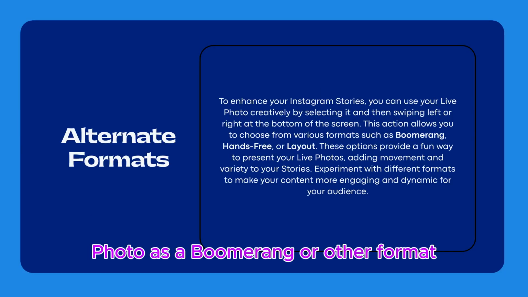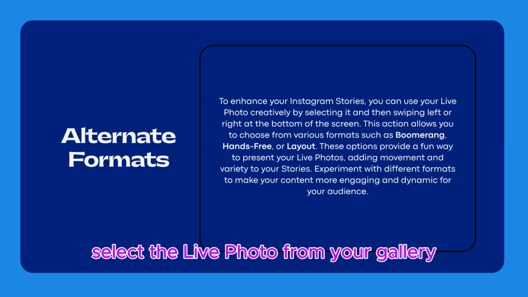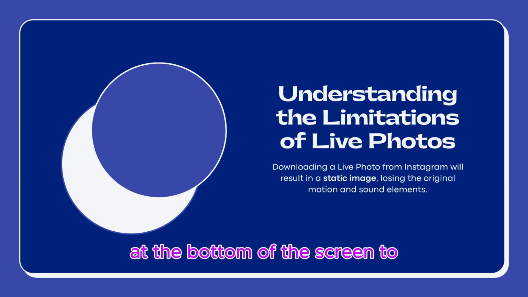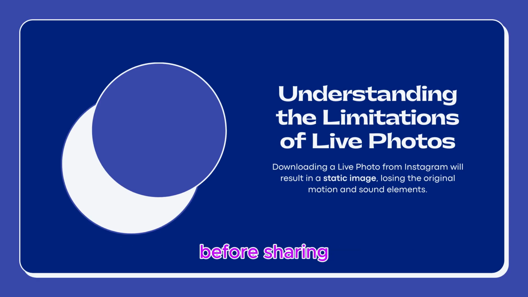To post a live photo as a boomerang or other format, select the live photo from your gallery, then swipe left or right at the bottom of the screen to choose a format like boomerang, hands-free, or layout before sharing.